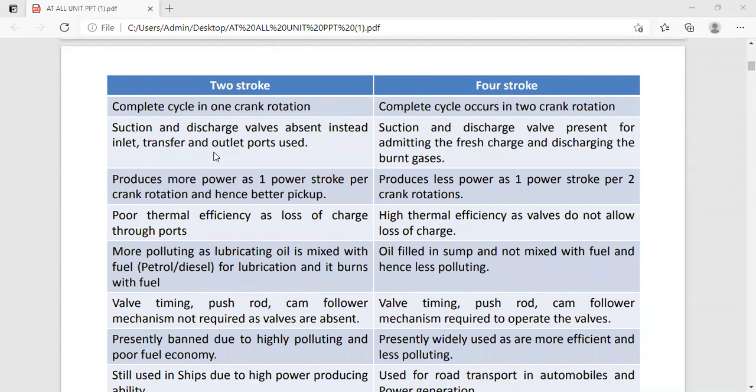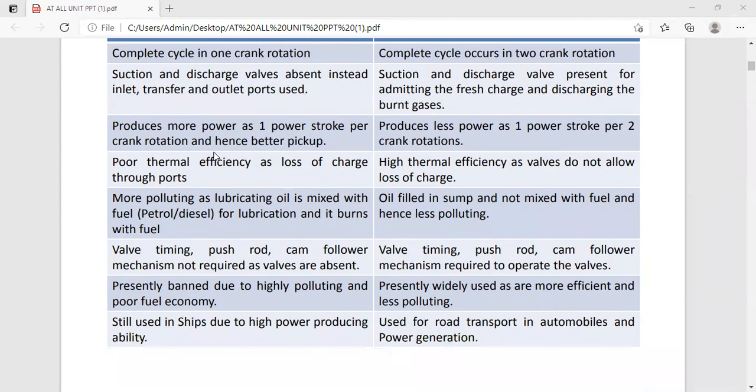Next, in case of the two stroke, valve mechanism, push rod, cam follower mechanisms are absent because we are not using the valve mechanism, we are using the port mechanism. In case of the four-stroke, valve timing, push rod, cam follower mechanism is required to operate the valves. Now, two-stroke engines are presently banned as they are highly polluting with poor economy. And the four-stroke we are using widely because these are more efficient and less polluting.